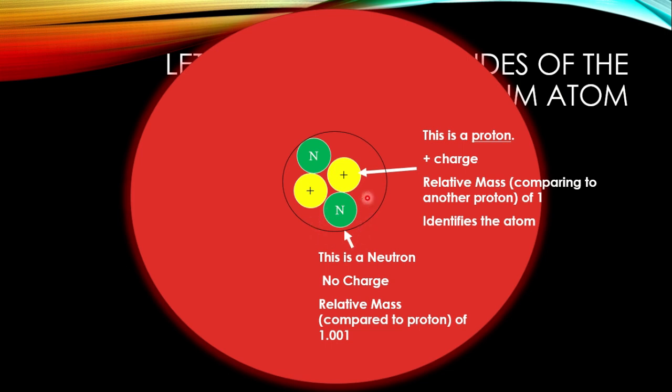Ang tawag dito sa pinagsamang neutron at proton ay nucleon. Ibig sabihin ng nucleon, these are the particles inside the nucleus. So pag sinabi nating nucleon, this is the collective term for the proton and the neutron.